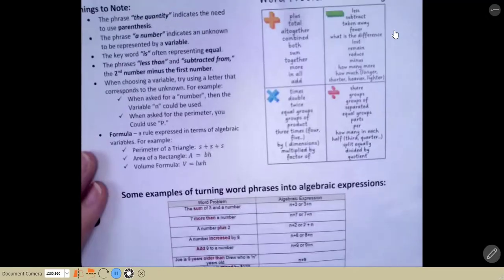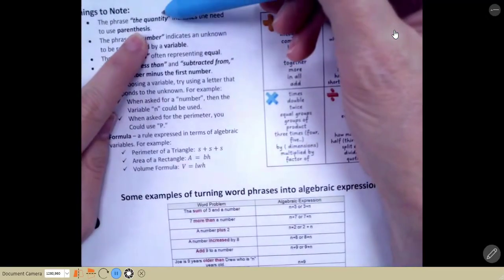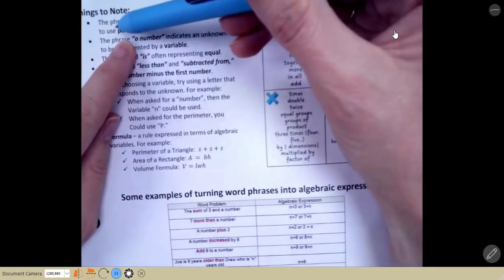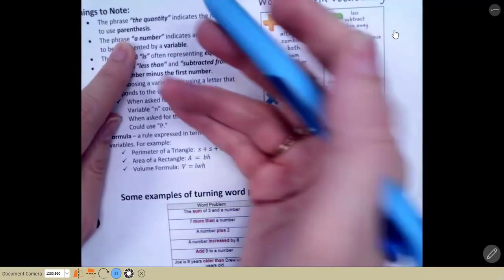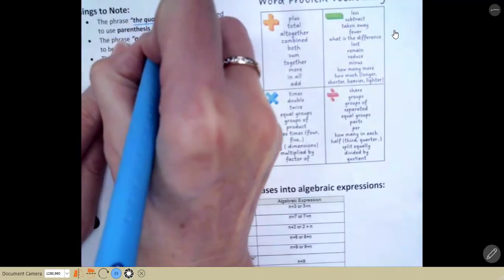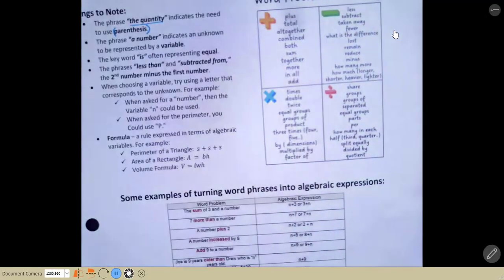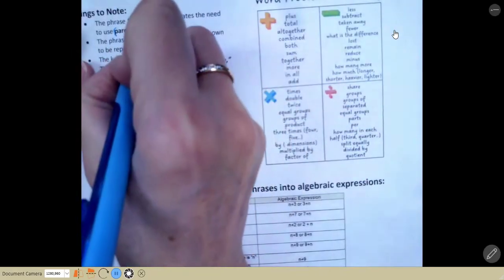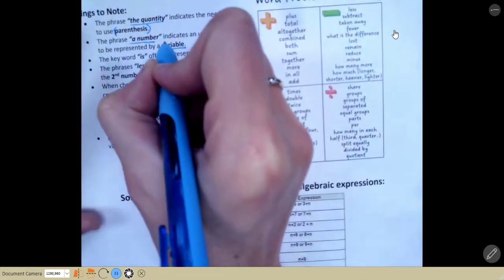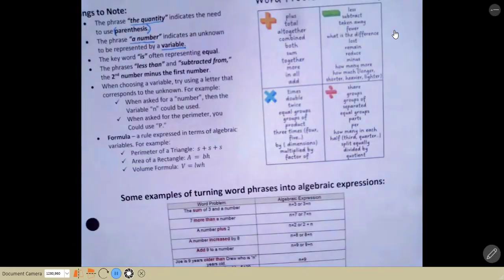So the phrase "the quantity" indicates the need to use parentheses. If you see the quantity, that means you're going to translate those words into variables and numbers and put parentheses around them. The phrase "a number" refers to a variable. A number, we don't know what that number is, so we put a variable in its place because it's called an unknown. All right.